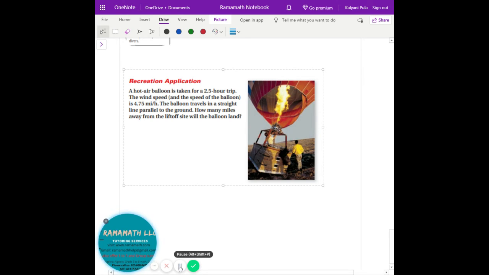We're going to go over this. I'm going to give you a hint. Let me give you some hint. So it's basically rate times the time gives you the distance. Okay.